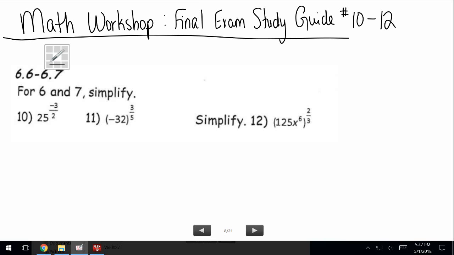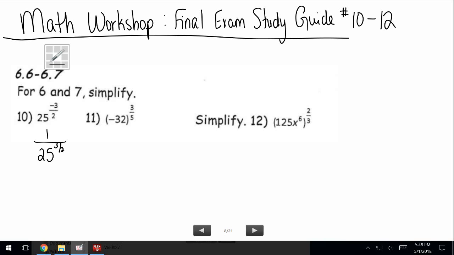So we have 25 to the negative 3 over 2. Remember that when you have a negative, it flips it upside down. So this is going to be 1 over 25 to the 3/2, okay? Anytime your exponent is negative, it's not like number 11, because number 11, the exponent is not negative, okay? So number 10, anytime your exponent is negative, it flips the whole thing upside down.